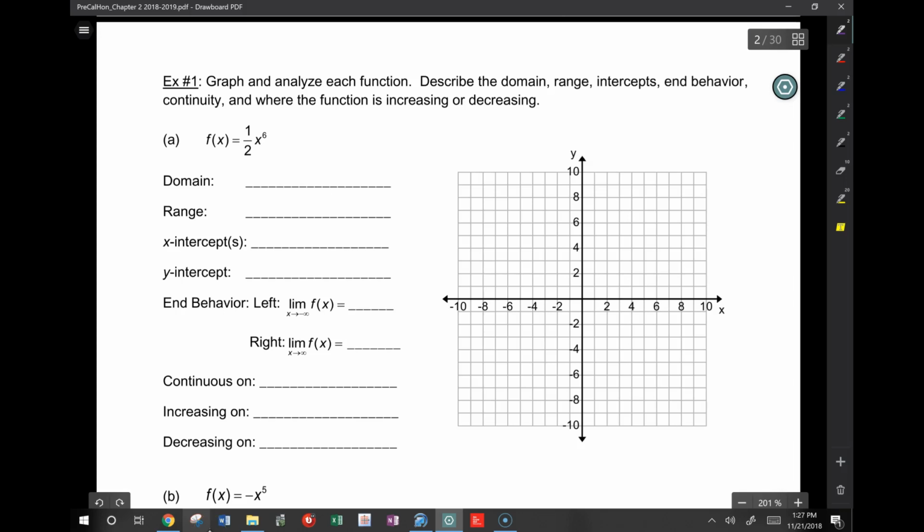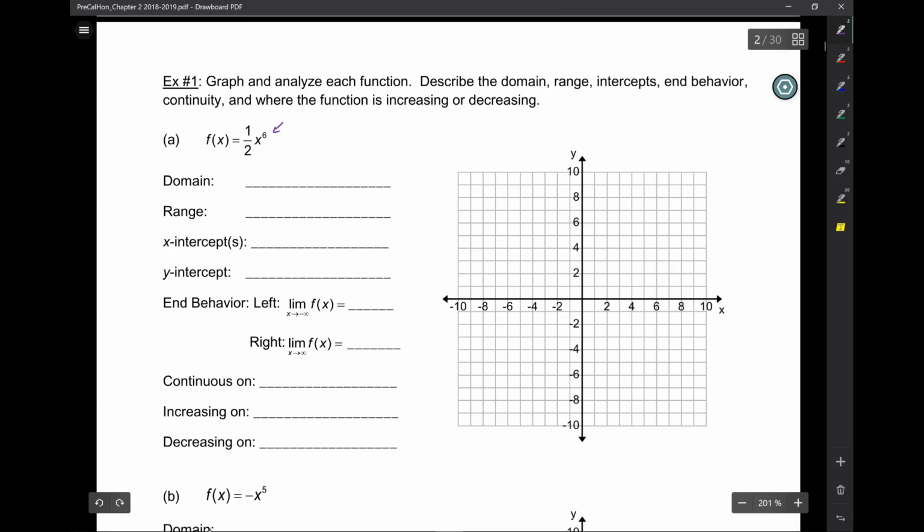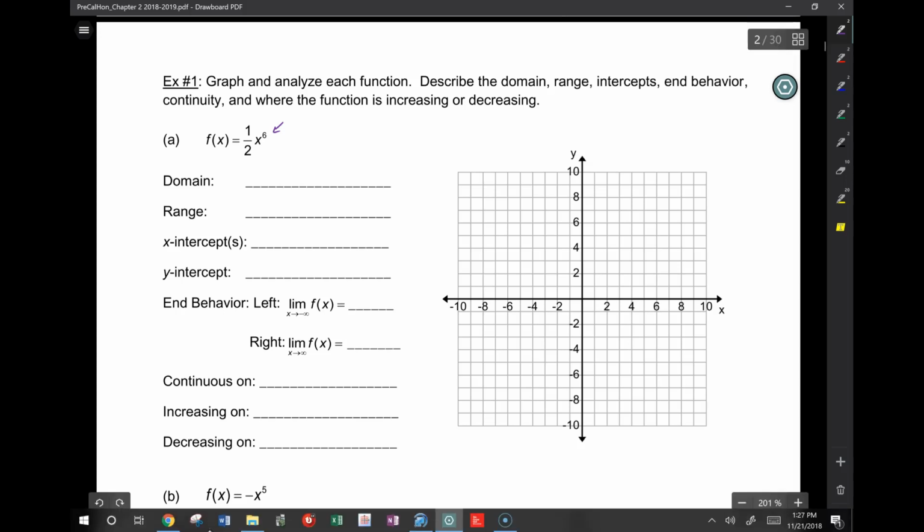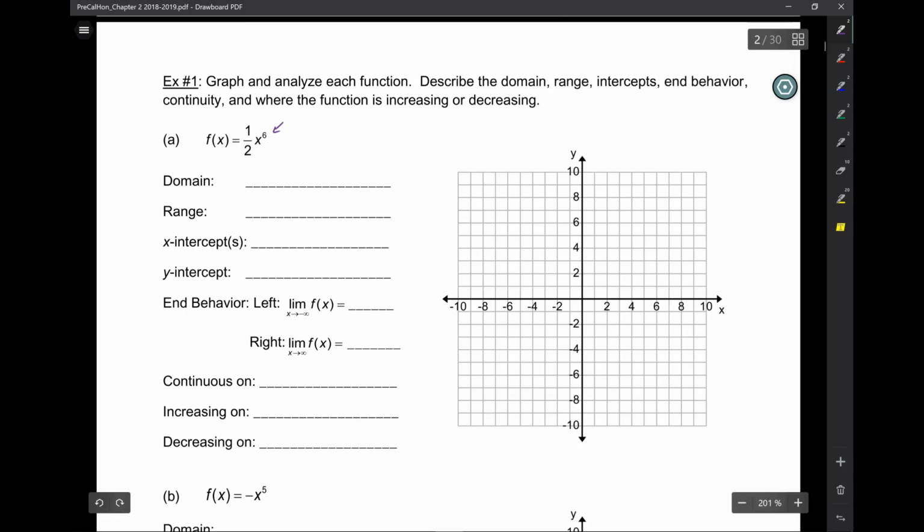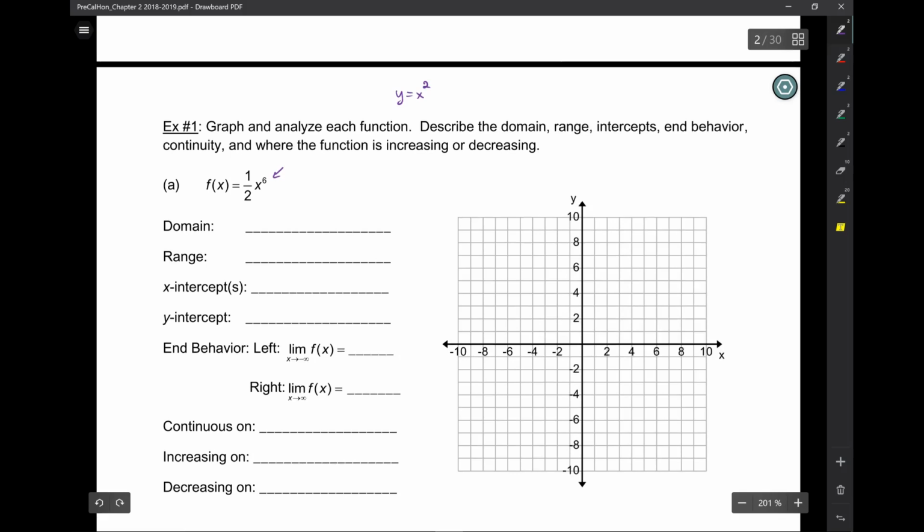All right, I have half x to the 6. Even exponent, it means both ends will either be facing up or down, right? In this case, they'll both be up. So now look, we know how to graph y equals x squared, right? Remember when we had y equals x squared?